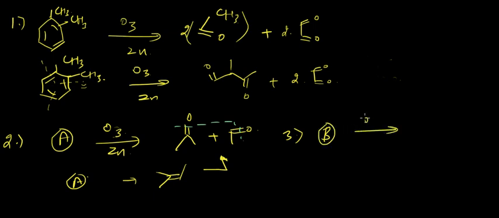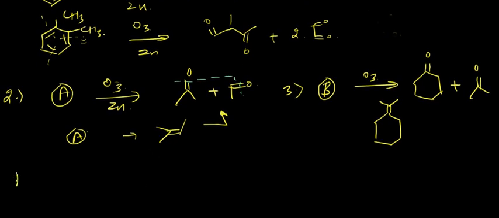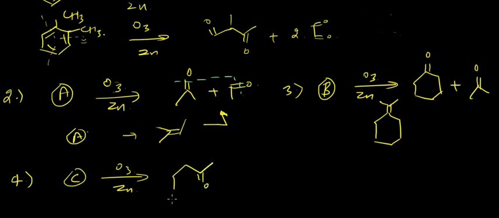We have this product on ozonolysis. This gives me this and this. So obviously the B structure will be something like this. Okay, let us look into the fourth example. We have a product C on ozonolysis in the presence of zinc. We have something like this. So what would be C? C would easily be something like this.